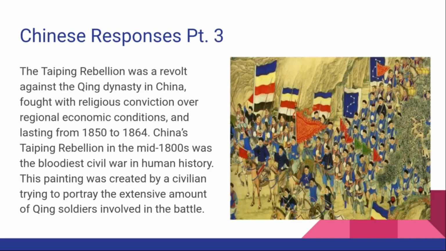Chinese responses, Part 3. The Taiping Rebellion was a revolt against the Qing dynasty in China, fought with religious conflict over regional economic conditions, and lasting from 1850 to about 1864. The Taiping Rebellion in the mid-1800s was the bloodiest civil war in human history. If you look to your right, this painting was created by a civilian trying to portray the extensive amount of Qing soldiers involved in the battle.